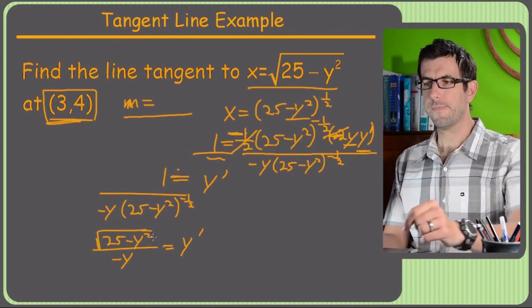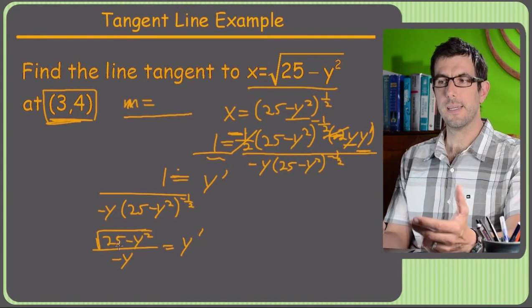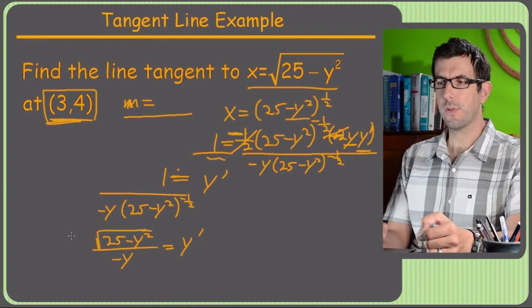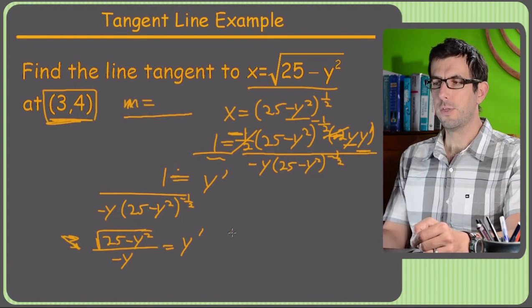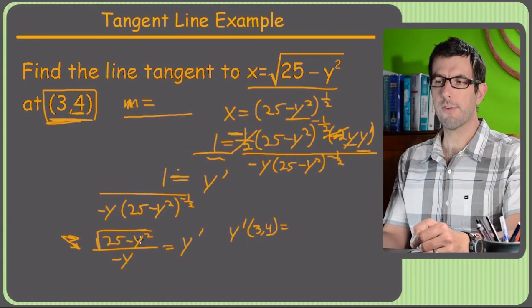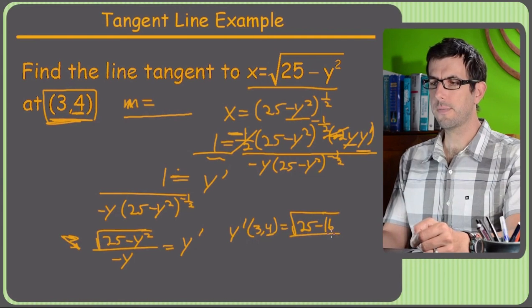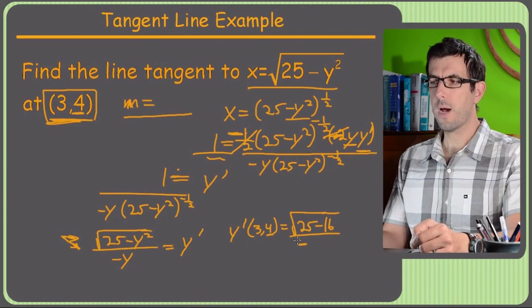Let's see what happens. I've got a point 3, 4 that I can plug in. You'll notice I don't actually need x. All I need is y, because if you look at my equation now for the derivative, there's only y's in there, but that's fine. So y prime at (3, 4) is just going to equal, plug in 4, because 4 is the y number. So it's going to plug that 4 into wherever I see a y. So that's going to be the square root of 25 minus 16, it's the square root of 16, all over negative y, so negative 4.